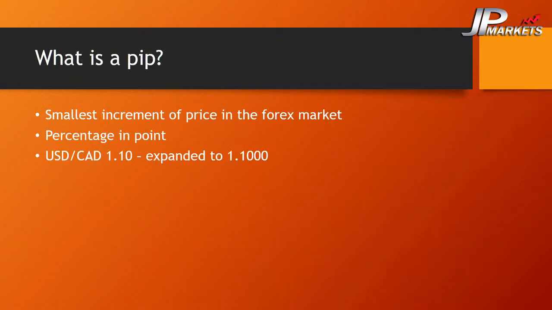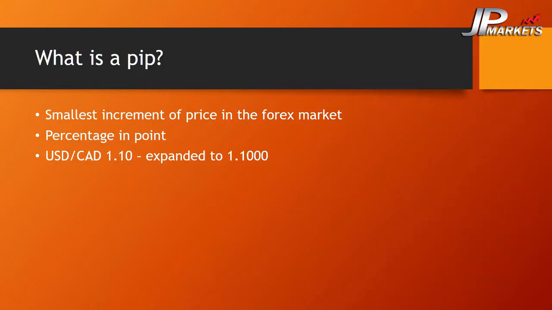Pip is a word that gets thrown around a lot, but what is a pip? A pip is the smallest increment of price in the Forex market. It is an acronym for the phrase percentage in point. For example, if we consider the US dollar Canadian dollar currency pair and say it is 1.10, we would expand it to 1.1000 for the sake of precise measurement.